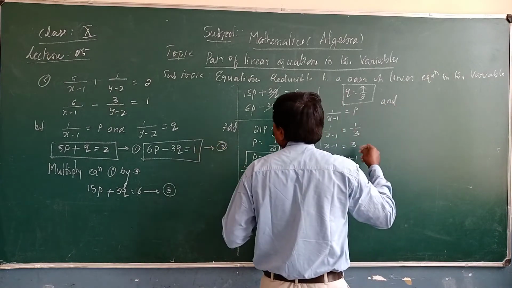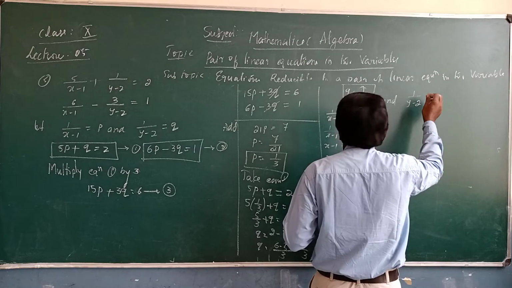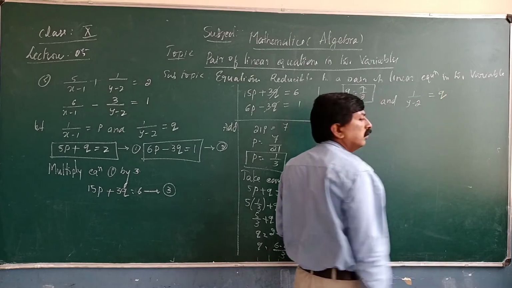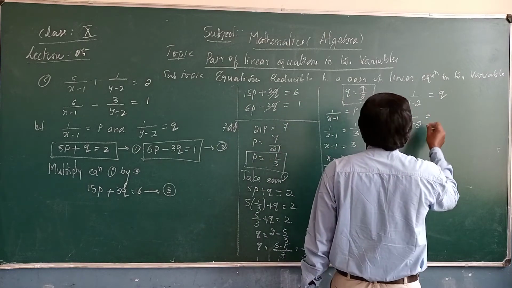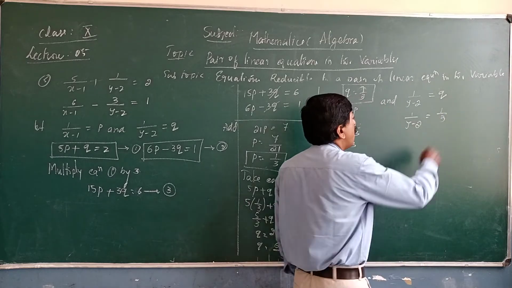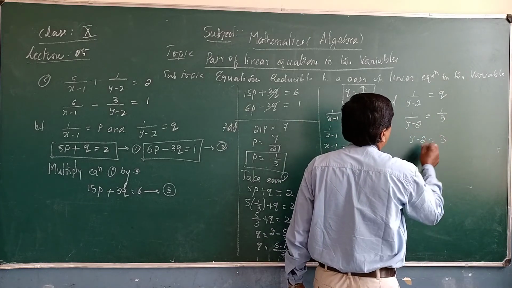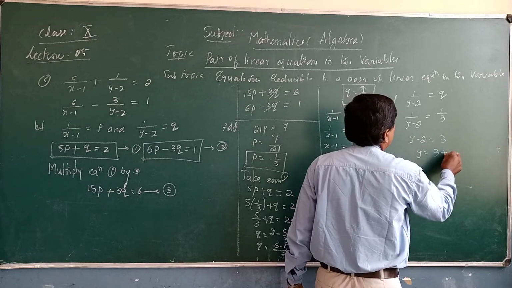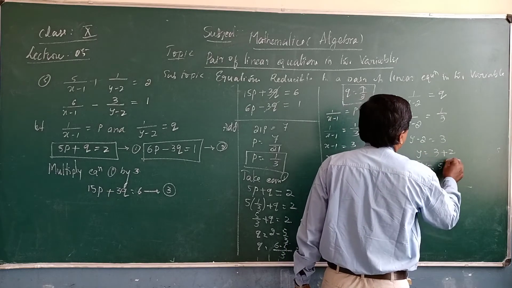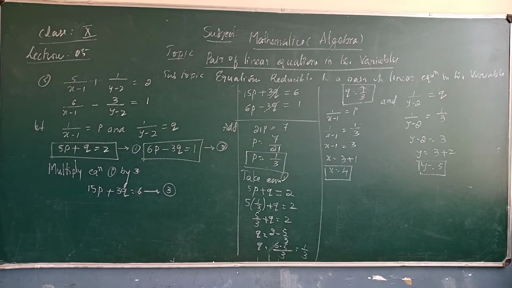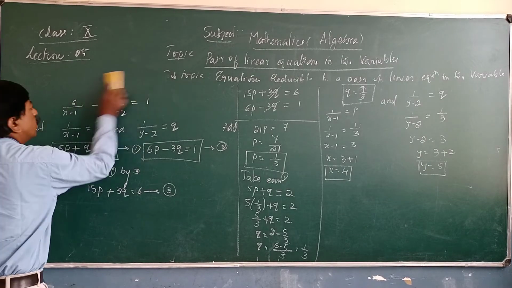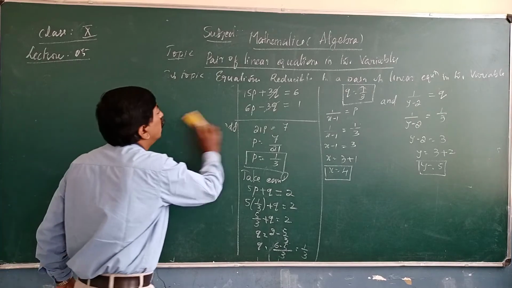And we know that 1 divided by y minus 2 is equal to q, which is 1 by 3. So cross multiply, y minus 2 is equal to 3. Y is equal to 3 plus 2, so y is equal to 5. So like this, we have to find x value as well as y value. Let's pass on to another problem.